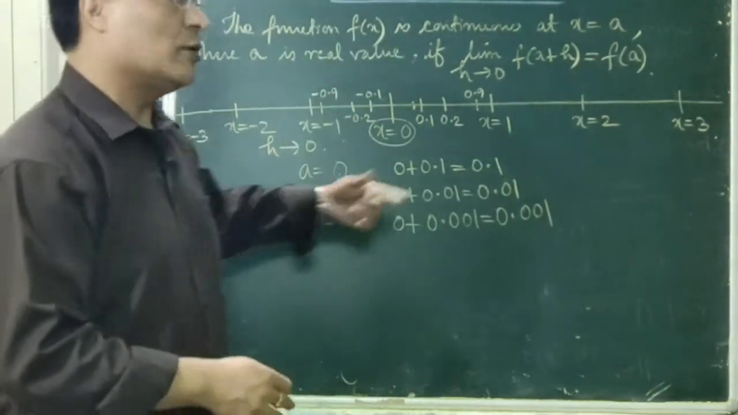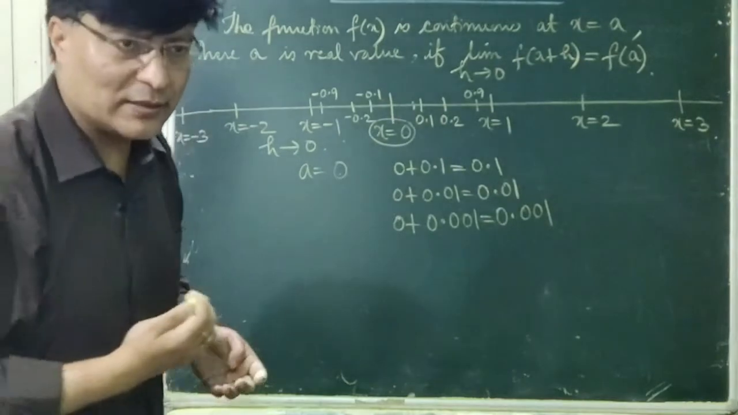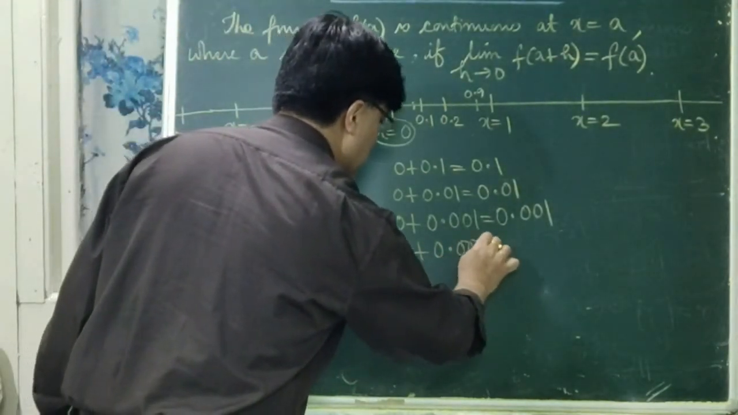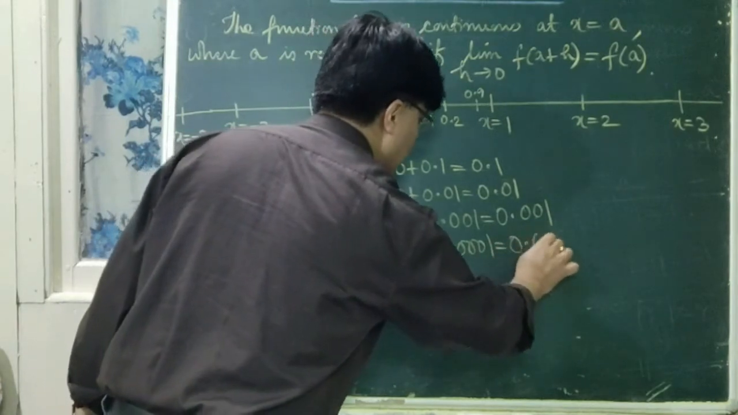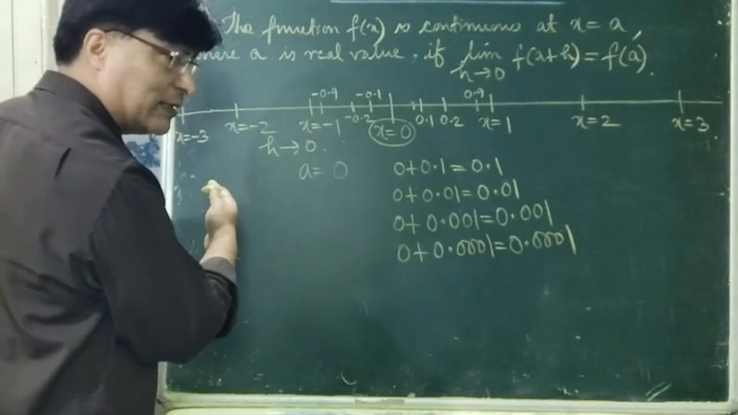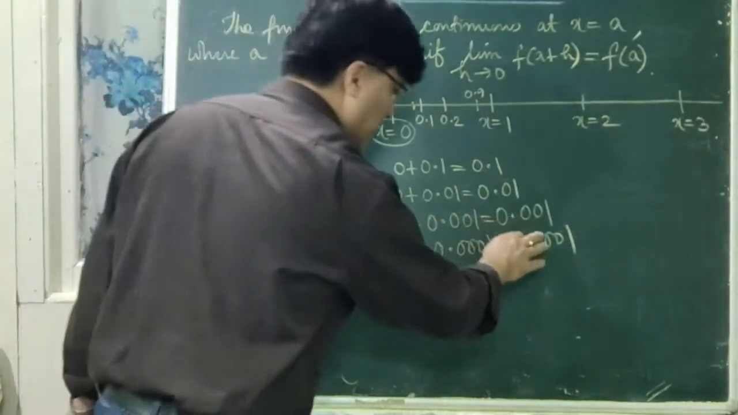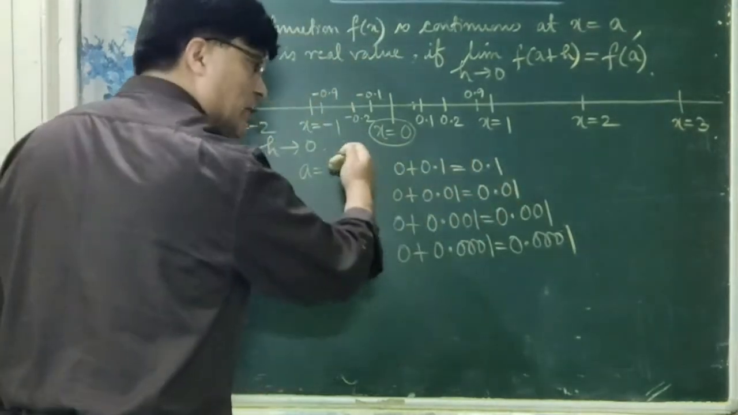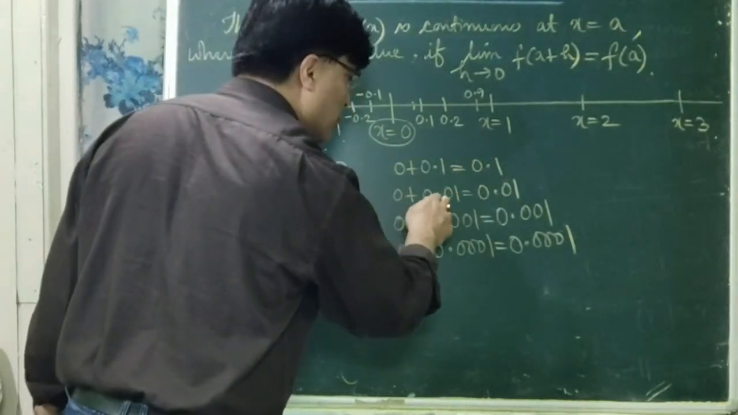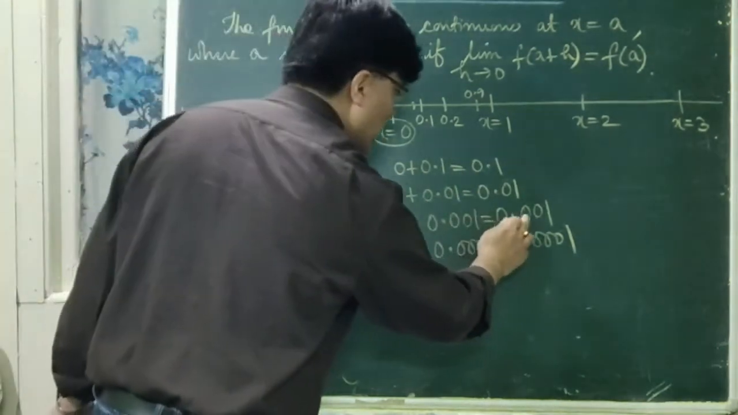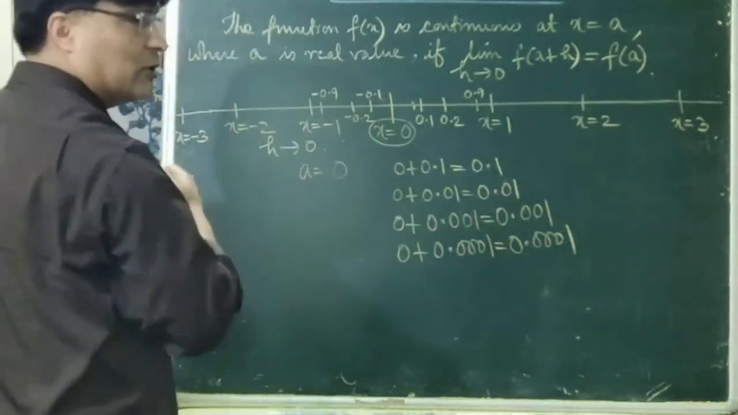You can still say 0.0001 is also possible, right? So 0 plus 0.0001 is equal to 0.0001. This is also tending towards, sorry, tending towards 0. 0.1 is tending towards 0. Again, there is another point, 0.01, also tending towards 0. 0.001 again tending towards 0.